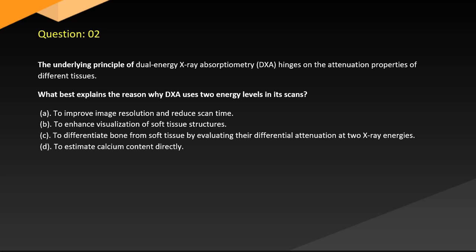Question 2. The underlying principle of dual energy X-ray absorptiometry (DXA) hinges on the attenuation properties of different tissues. What best explains the reason a DXA uses 2 energy levels in its scans? A. To improve image resolution and reduce scan time. B. To enhance visualization of soft tissue structures. C. To differentiate bone from soft tissue by evaluating their differential attenuation at 2 X-ray energies. D. To estimate calcium content directly.